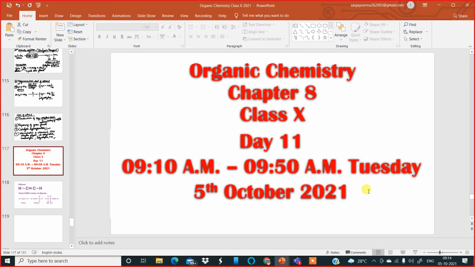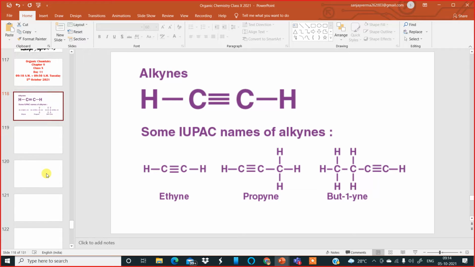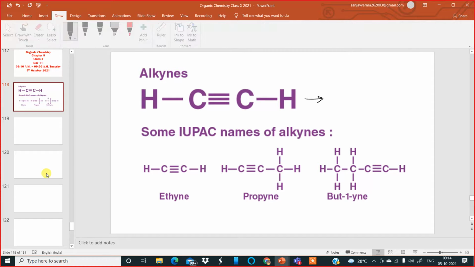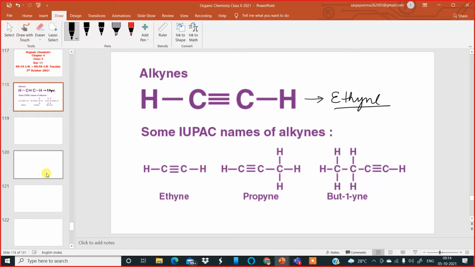Till the previous class, I had completed uses of alkene, ethene. Today, I am going to begin with alkynes. Alkynes, the third homologous series of hydrocarbons. And the alkyne which you see on the screen is called ethyne, and commonly it is called acetylene.